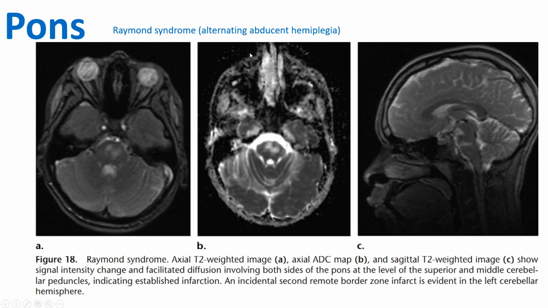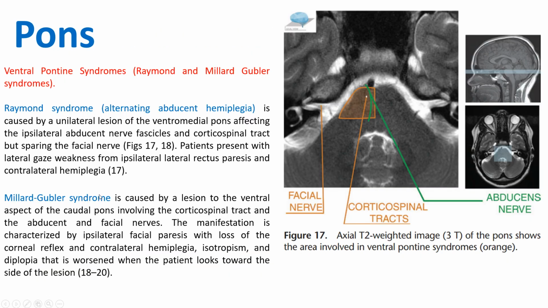This is the Raymond syndrome, which is alternating abducent hemiplegia. We have a central part affecting the corticospinal tract in addition to affection of the abducent nerve. Abducent nerve on the same side and hemiplegia on the opposite side. If it extended to involve also the facial nerve, it will be called Millard-Gubler syndrome. So this ventral pontine syndrome is simply the corticospinal tract in addition to the abducent, plus or minus the affection of the facial nerve nucleus.